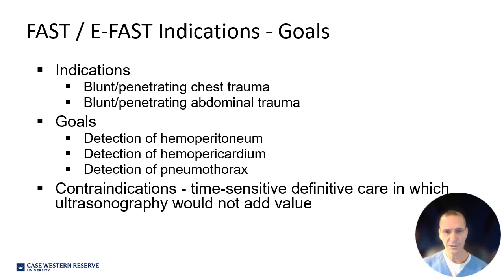The indications for the eFAST exam include blunt and penetrating chest and abdominal trauma. Your goals are really to detect hemoperitoneum, detect hemopericardium, and detect a pneumothorax. It's important to say we're not trying to quantify here exactly what the heart's doing or where the bleeding is. You just want to detect if it's there or not.